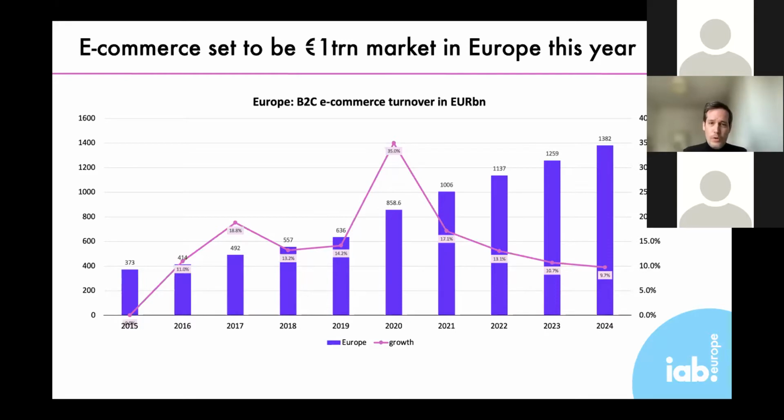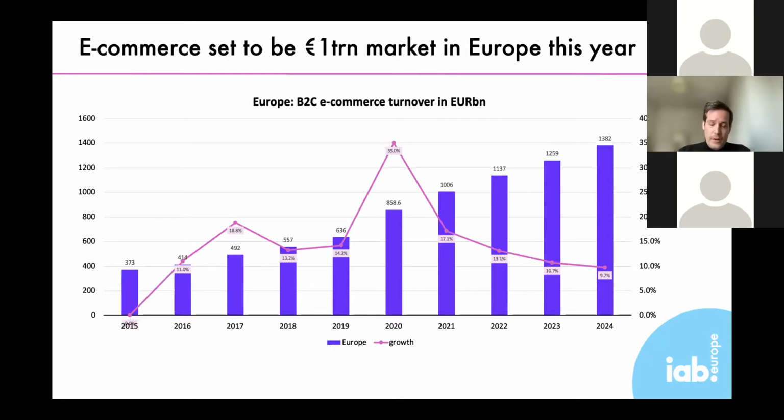This is our own blended forecast at IAB Europe, combining data from various industry associations focusing on retail, commerce, and e-commerce across Europe, meaning that the industry can build on the infrastructure and changed consumer behavior in 2020 to continue the growth trajectory in the next couple of years. There's a caveat here, and yes, we see the growth is slightly slowing down to 17% in 2021.